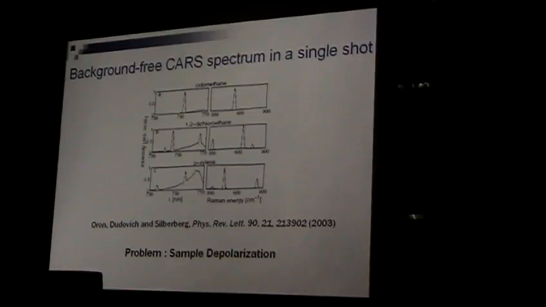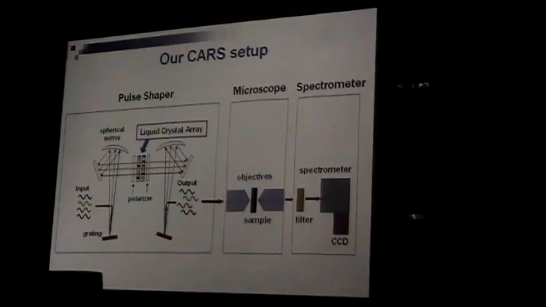Here, you have huge non-resonant signal, but it is in a different polarization, and your polarizer basically cuts it out. If the sample depolarizes any small bit, this is just dominated by non-resonant signal, and you have the same problem. So basically I begin from there.